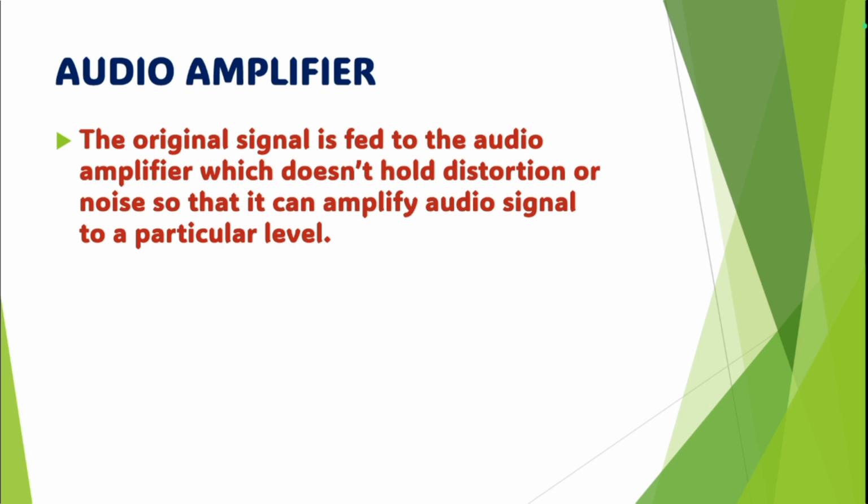Audio amplifier means the original signal is fed to the audio amplifier, which does not hold distortion or noise, so that it can amplify the audio signal to a particular level. Here the audio amplifier gives signal quality without any distortion or noise. So we get the original message signal without any noise and distortion by using this audio amplifier.